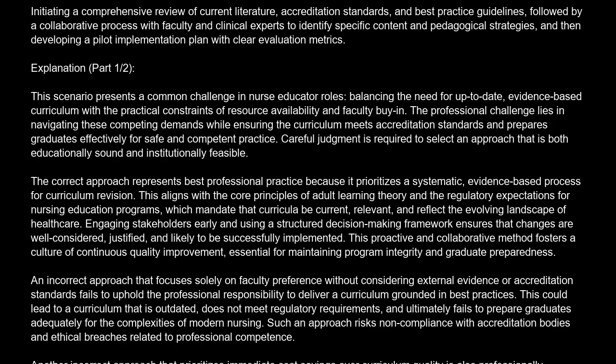An incorrect approach that focuses solely on faculty preference without considering external evidence or accreditation standards fails to uphold the professional responsibility to deliver a curriculum grounded in best practices. This could lead to a curriculum that is outdated, does not meet regulatory requirements, and ultimately fails to prepare graduates adequately for the complexities of modern nursing. Such an approach risks non-compliance with accreditation bodies and ethical breaches related to professional competence.